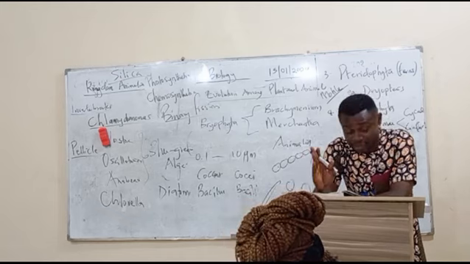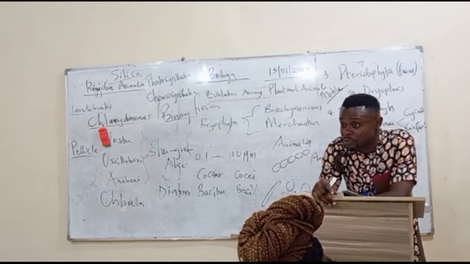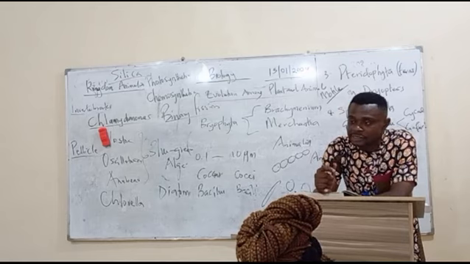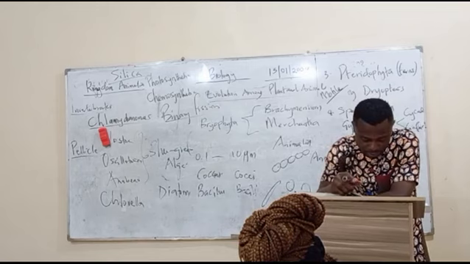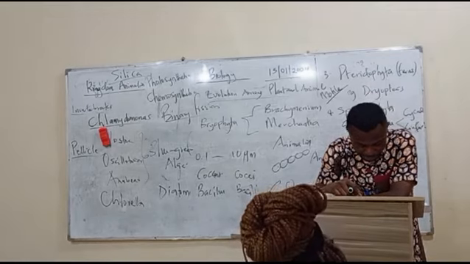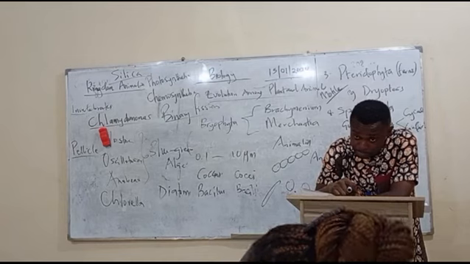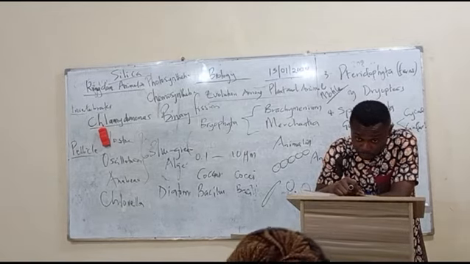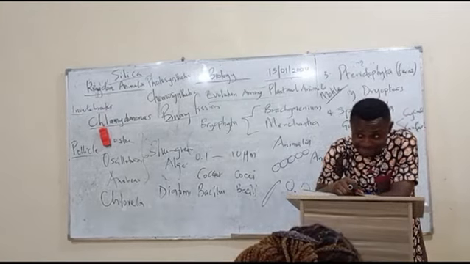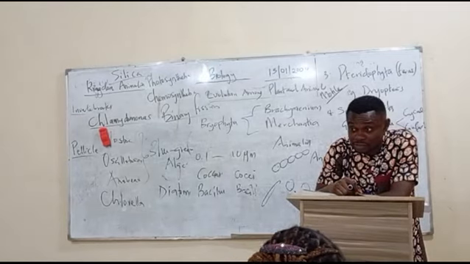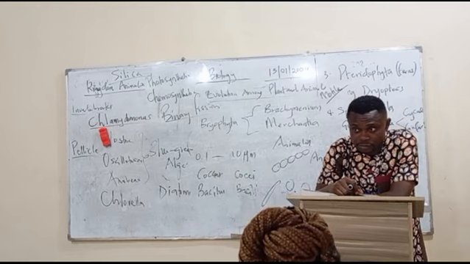So some of them reproduce asexually by what? Binary fission, okay? However, many of them reproduce sexually. Male and female gametes come together to form a zygote, right? Then after formation of the zygote, meiosis and so on to form spores, and each of the spores develops into a new organism. Good.